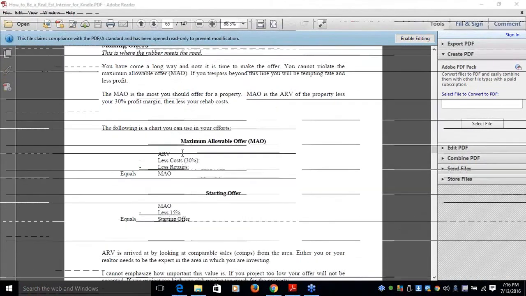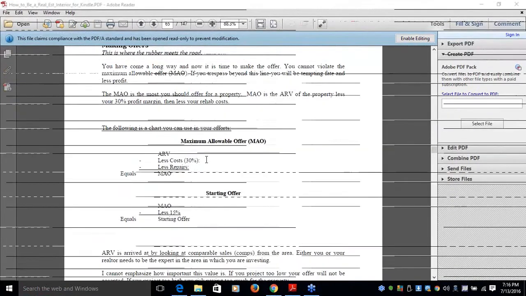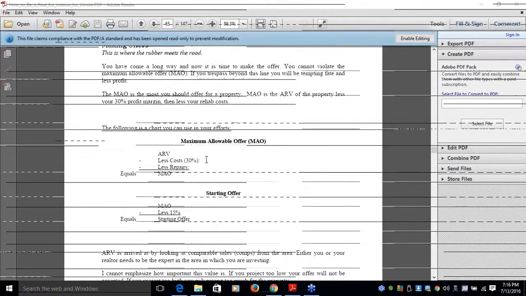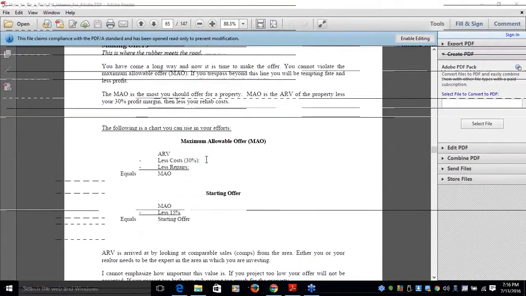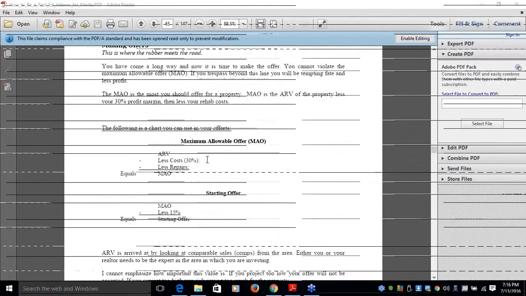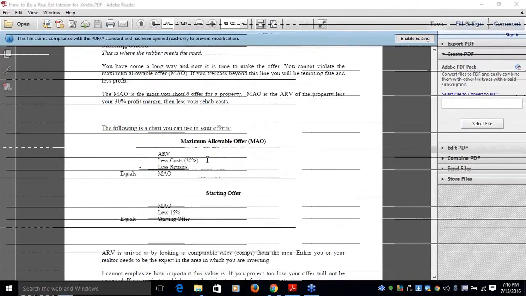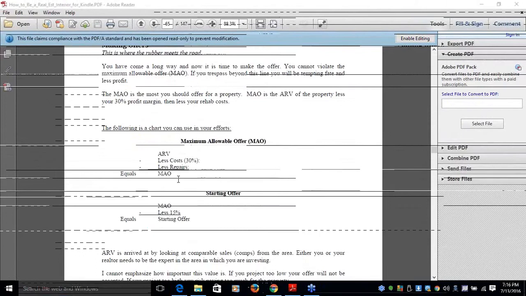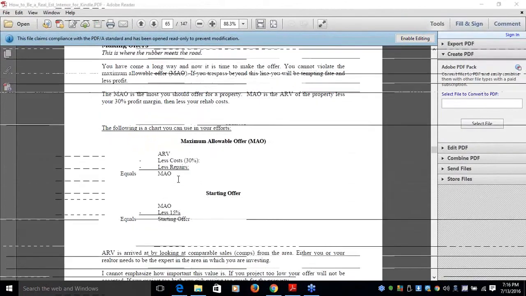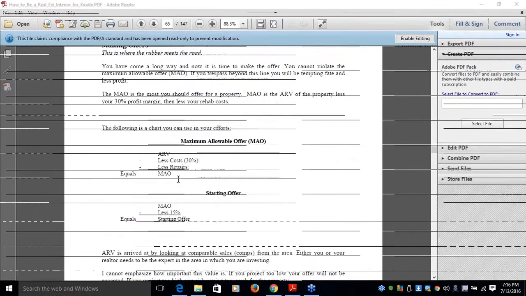Let's just say it's $200,000, less your 30%. That's your profit and overhead. That's going to take you down to $140,000. And then less your repairs, whatever you project your repairs to be, that's what we're going to go over tonight. Your resulting number is your maximum allowable offer. In other words, you can't offer any more money than you can afford to pay for the house when you add in remodeling and add in your profit margin and overhead and come up with the ARV.